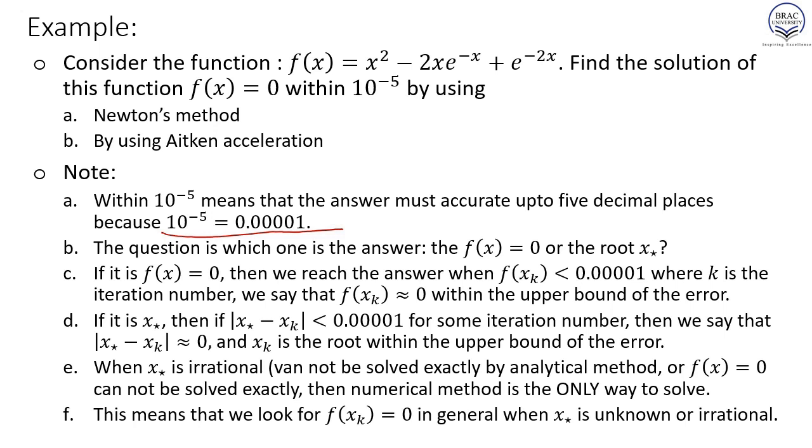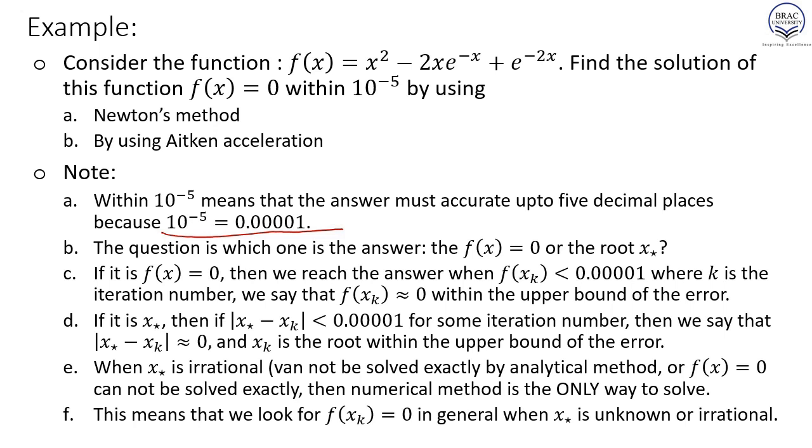That's why it is not very useful, and that's why the numerical method comes in. Whenever x star cannot be computed exactly or it is an irrational number, then the point is how many decimal points or within what error bound we need to find a solution. In that case, numerical method is the only way to solve the problem, and we have to compute the iteration until the value of f of xk is within the bound. In that case we consider it to be 0 and xk is our root. Okay, that is the case.